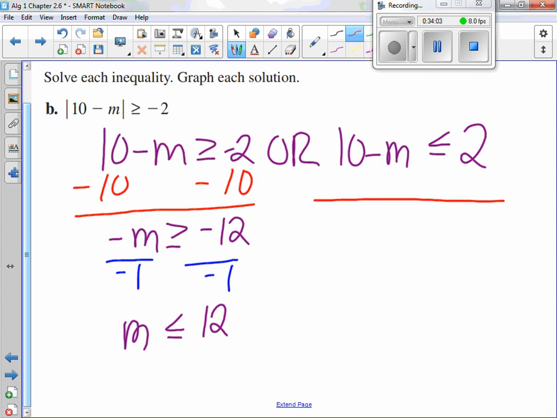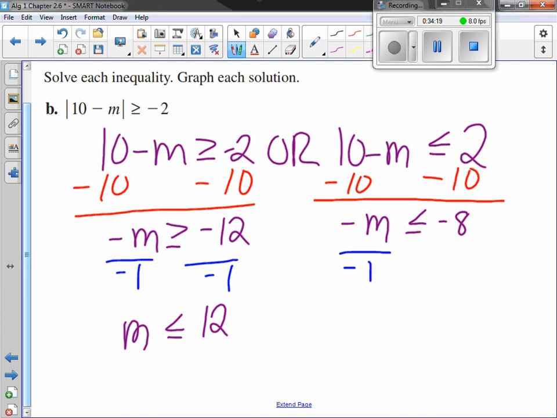Over here, I'm going to subtract 10 from both sides. And I get negative m is less than or equal to negative 8, because 2 minus 10 is going to be negative 8. And kind of like we did with the other one, I've got to divide both sides by negative 1 so that I get m positive. This here will give me that m is greater than or equal to 8.